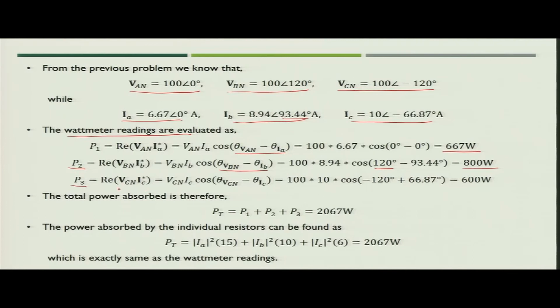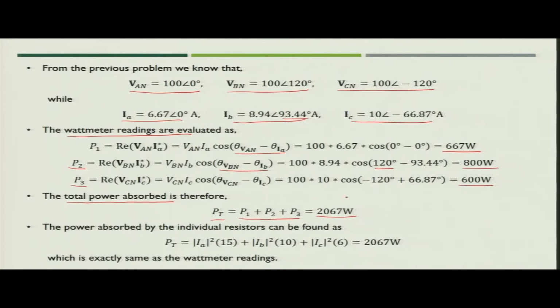Similarly, for P3 you just calculate the value of real of VCN into IC conjugate, which is nothing but VCN into IC cos of theta VCN minus theta IC. If you put the values, you will get the value of P3 as 600 watt. Now, the total power absorbed by the load will be PT equal to P1 plus P2 plus P3. So, you get 2067 watt.